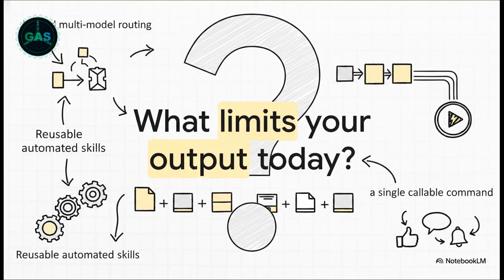When you step back and look at the whole architecture we've explored today, from unified multi-model routing to reusable automated skills, it fundamentally shifts how a business can scale. Just think about it. If your entire visual workflow became a single callable command, what limits your output today?